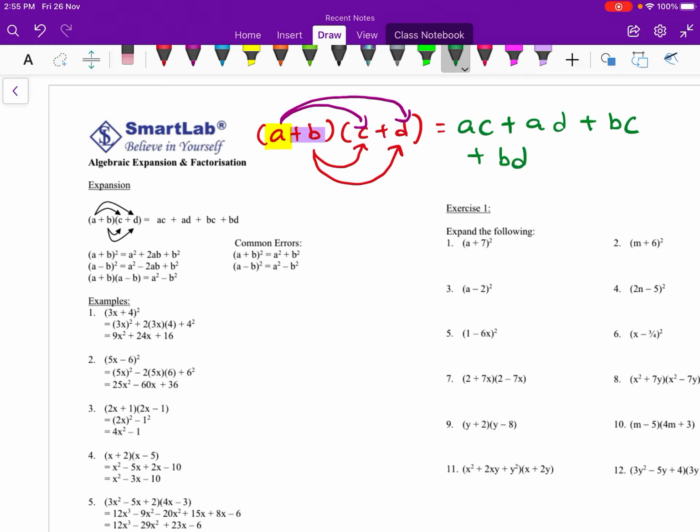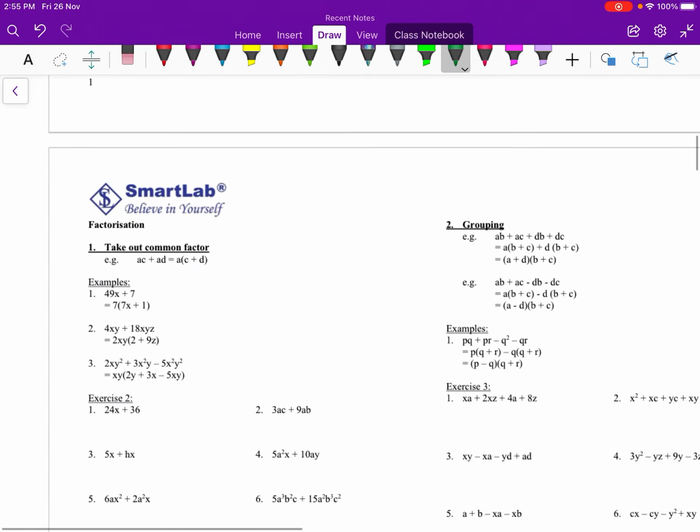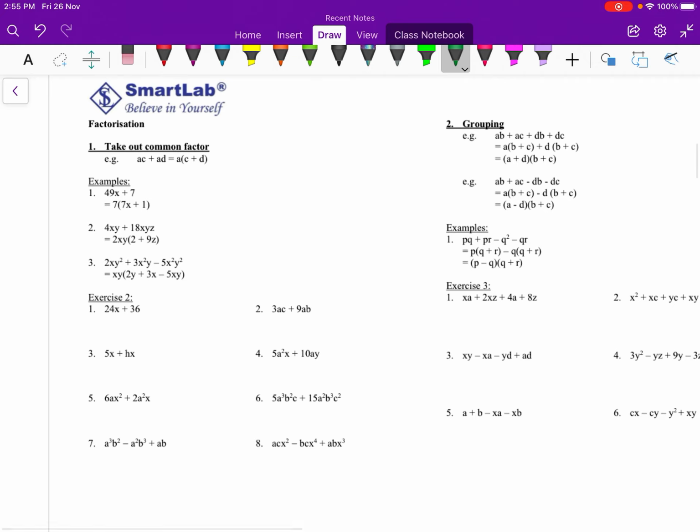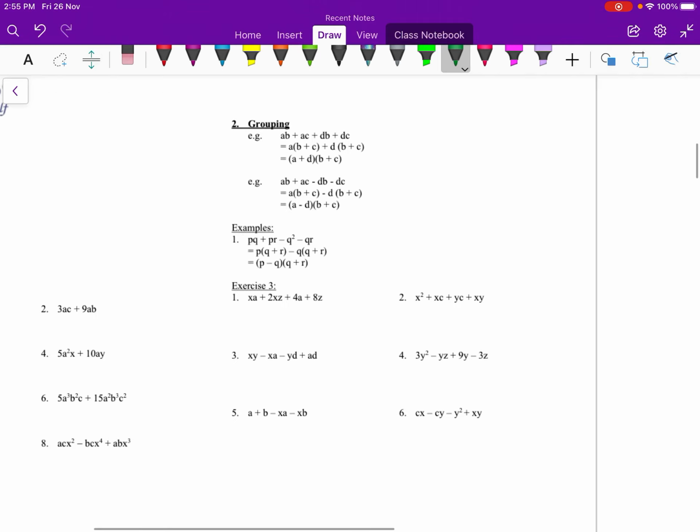Alright, so today we are going to learn about putting back the bracket. So it's called factorization. Of course, let's start with the simplest factorization, which is taking out the common factor. Taking out the common factor is something we learned during our Sec 1 mathematics journey. So an example is AC plus AD.